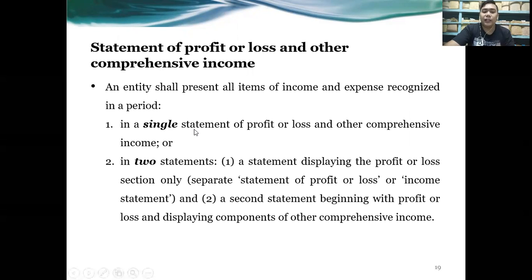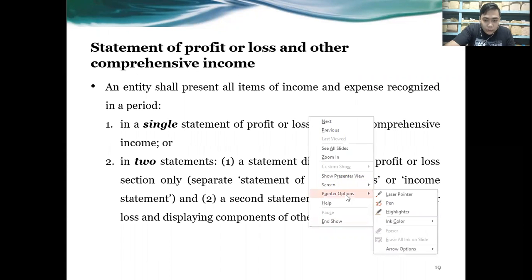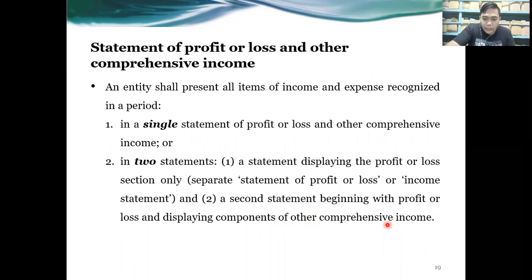When we say single statement, ang statement of profit or loss and other comprehensive income isa lang ka statement. Pero pwede man siya i-present into two. First, statement of profit or loss, a statement displaying the profit or loss section only. And a second statement beginning with the profit or loss and displaying components of other comprehensive income. Ang other comprehensive income, may listahan ni kung ano lang ang pwede masulod sa other comprehensive income. So later, present ko.